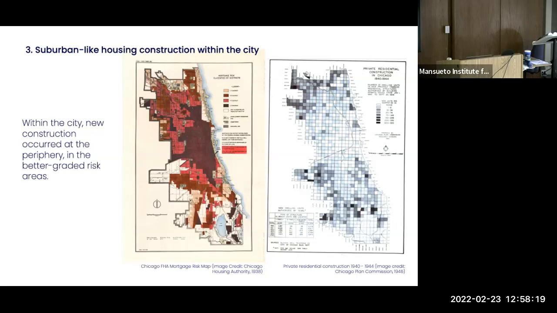So this is Chicago's FHA map, and this is a map of private residential construction from 1940 to 1944. I'll just point out that the areas that saw the most private residential construction in Chicago are at these suburban-like edges of the city, which incidentally are where a lot of the A and B graded neighborhoods from this FHA map are.